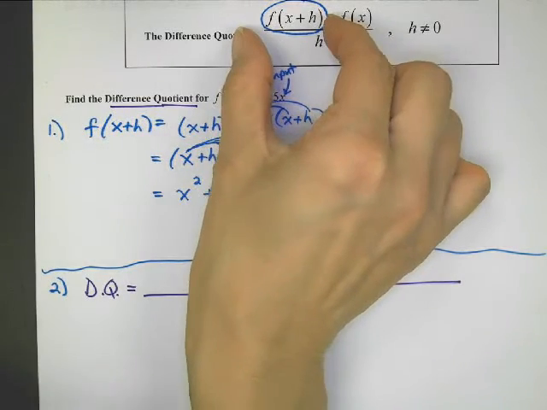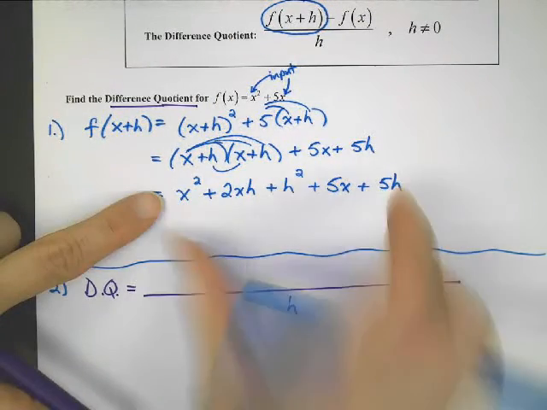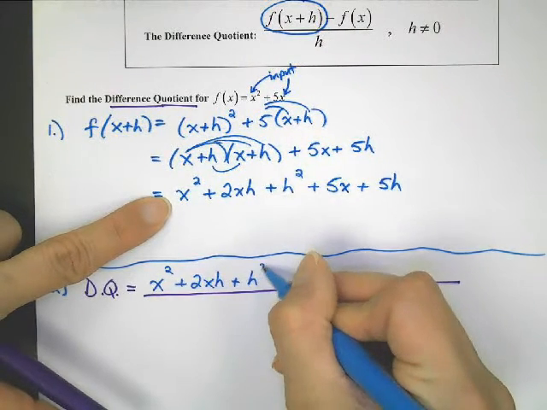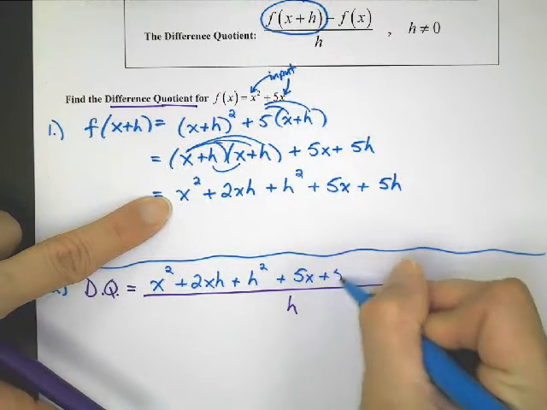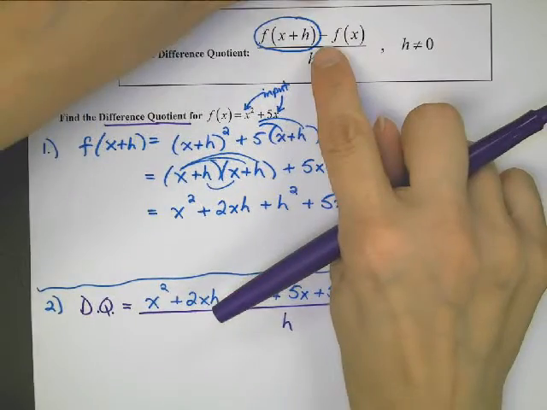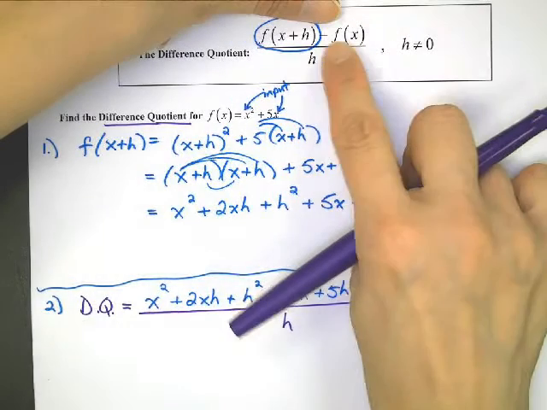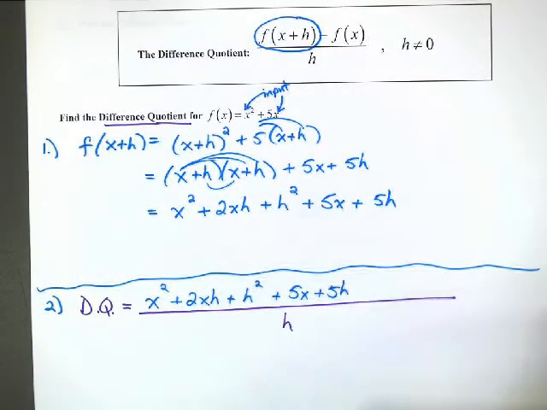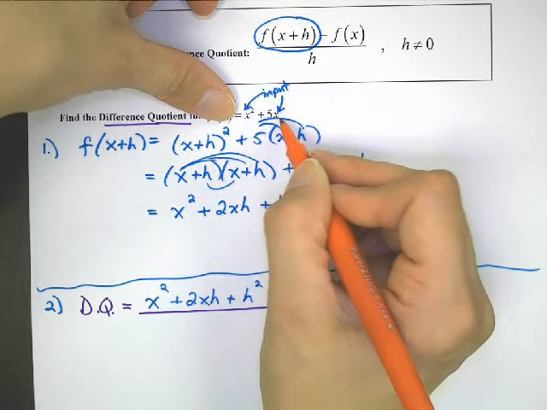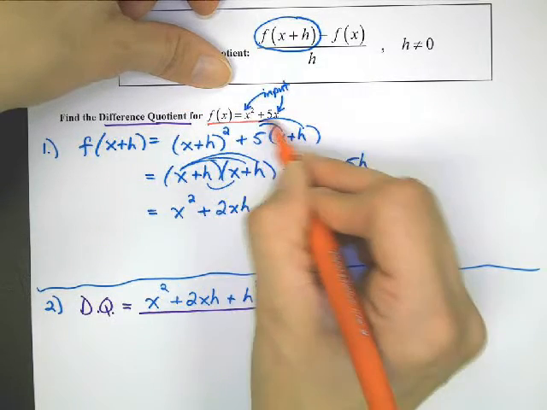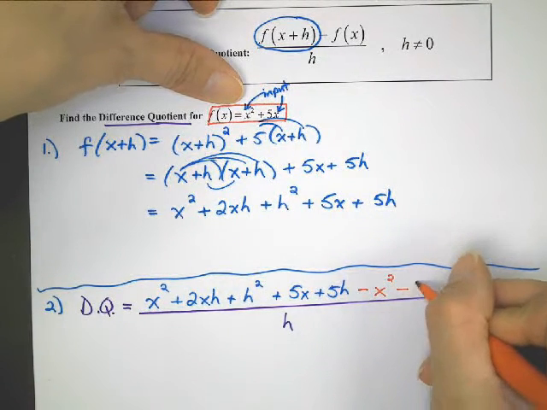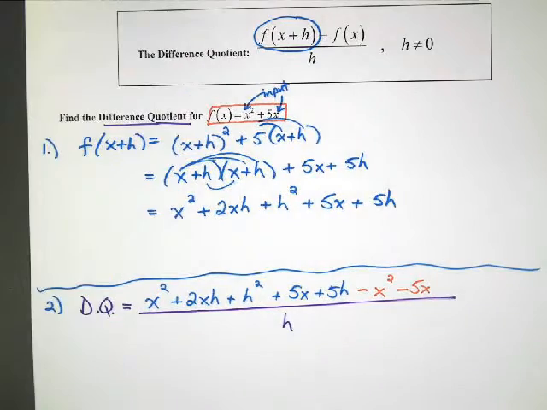What does it say to put in the beginning? Well, I already have that work right here, so I'm going to write this answer down. I already calculated that, and that is by far the hardest part. Now what does the difference quotient say? It says I have to subtract f of x. f of x is right here. So should I minus the x squared or minus the 5x? The answer is you have to subtract both of them. I have to minus x squared and I have to minus 5x.